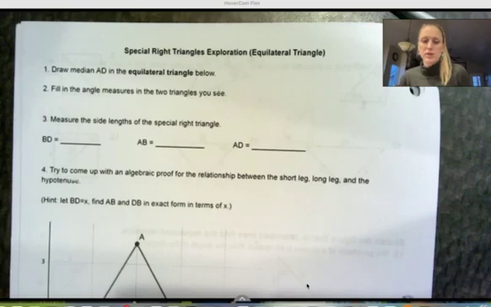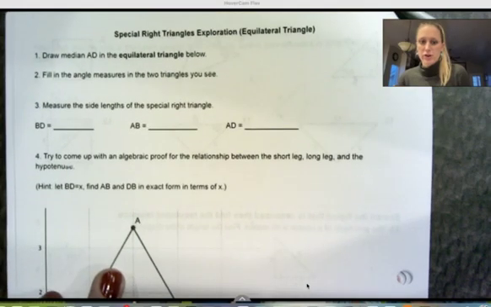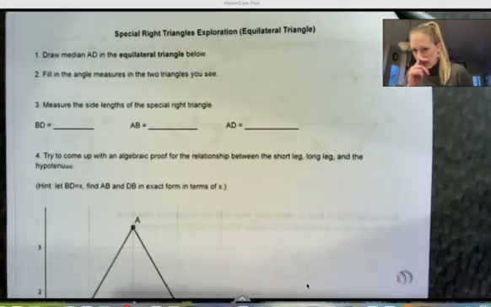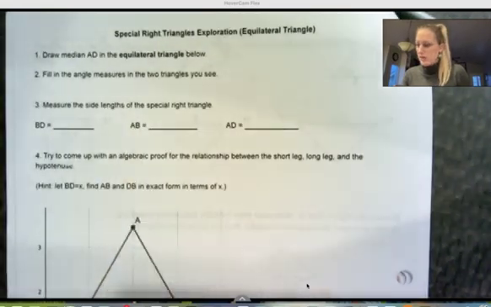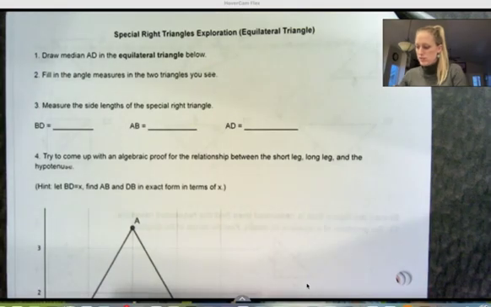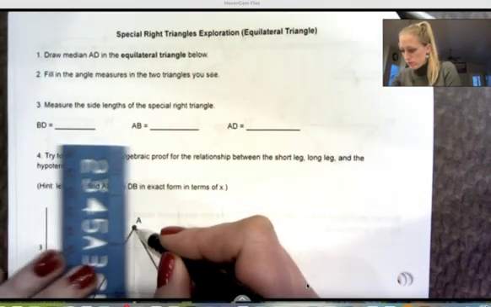In this video, we're going to do a little bit of a discovery first before just giving you the rules for this next special right triangle. So we're going to discover where they come from first. We're going to draw in a median in this equilateral triangle. A median goes from a vertex to the midpoint. I'm going to draw it in just with a ruler here.